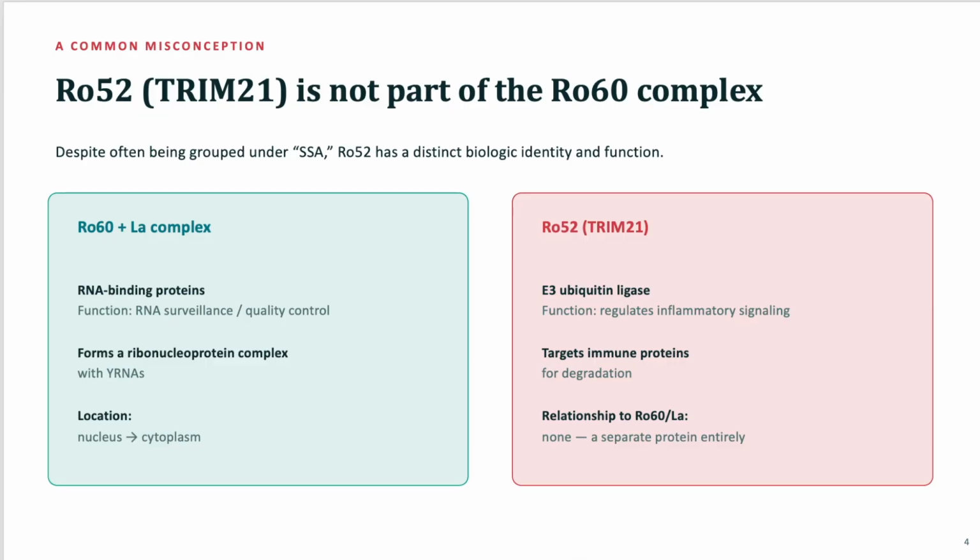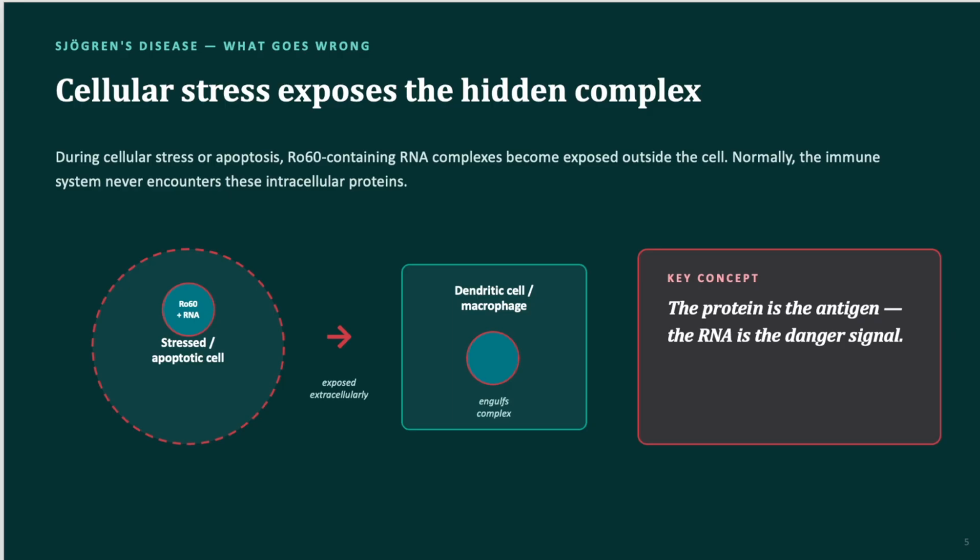All right, next. So what goes wrong in Sjogren's, right? So what happens is during cellular stress or apoptosis, Ro60 containing RNA complexes become exposed outside the cell, like we talked about before. Normally, the immune system never really encounters the intracellular proteins, but once they become extracellular, these dendritic cells and macrophages, aka APCs, antigen-presenting cells, they engulf the complexes. Now, the concept is that the protein is the antigen, but the RNA is the danger signal.